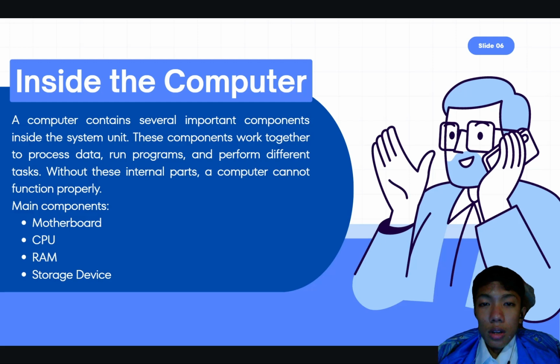Although users cannot always see these components directly, they are essential for the computer to operate. These internal parts work together to process data, run applications, and store information. Some of the most important components inside a computer are the motherboard, CPU, RAM, and storage device. Understanding these components helps us understand how a computer works from the inside.